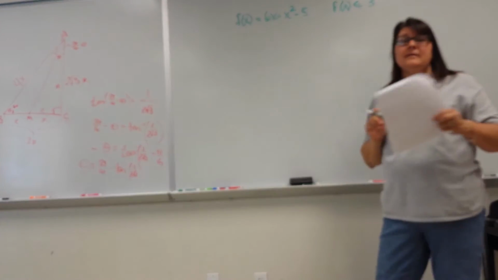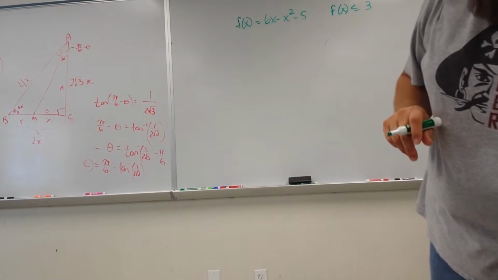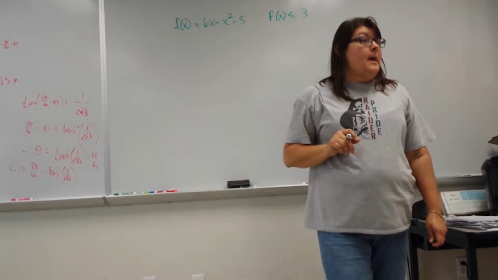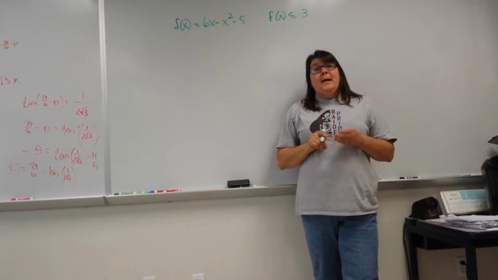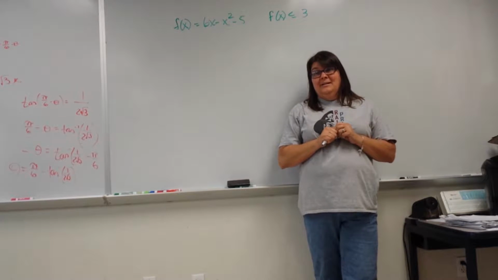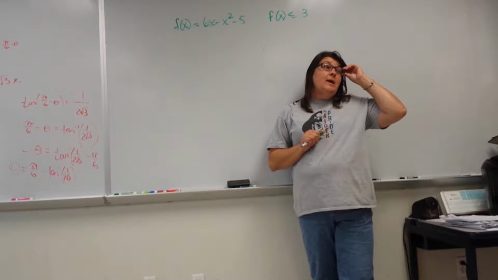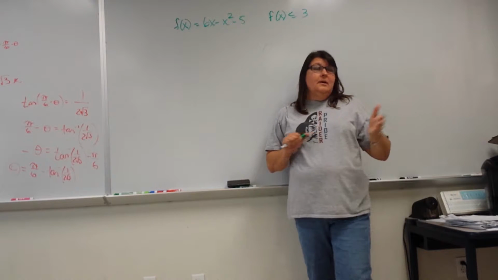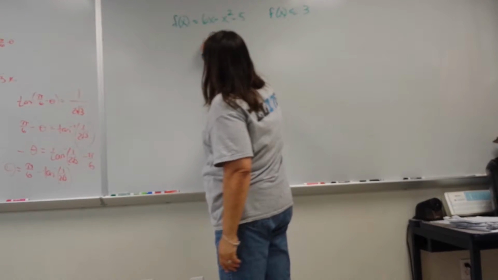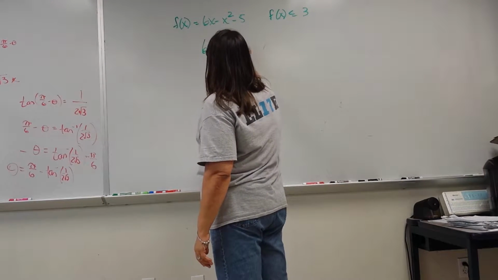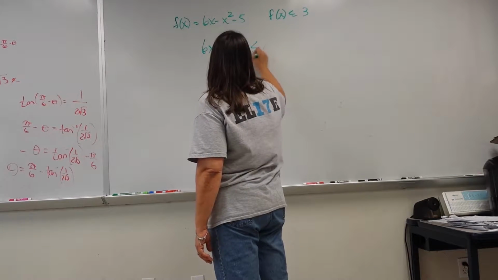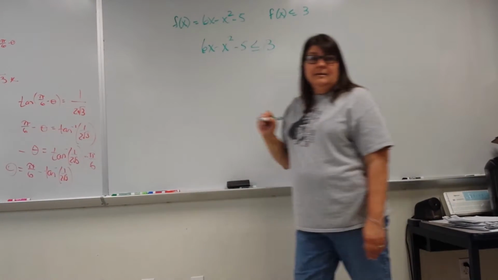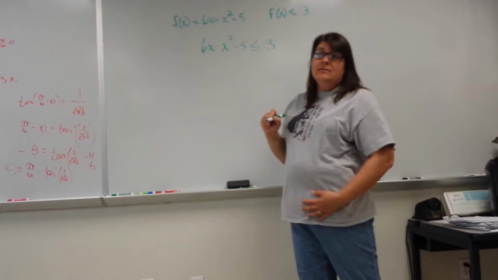Well, anytime I see less than or equal to, I should think what? A chart. I should think a chart. Exactly right. So I know this is an inequality. I know I'm going to have to create a chart. Okay, so we have 6x minus x squared minus 5 is less than or equal to 3. Do you agree? It just wants me to take the function and make it less than or equal to 3.